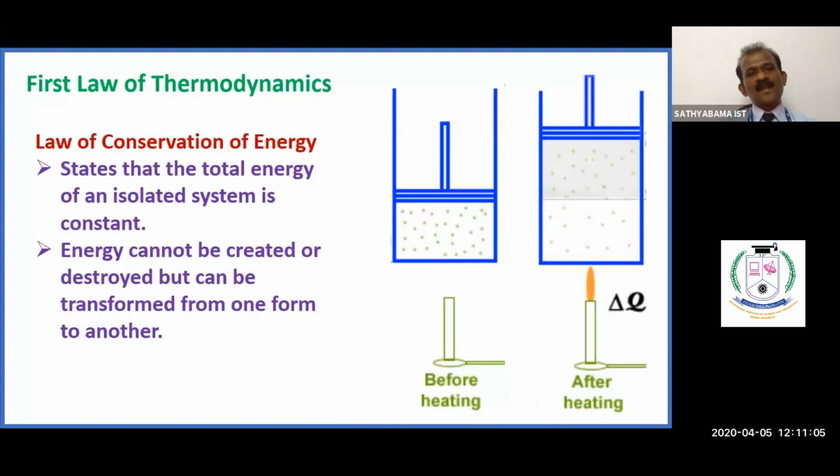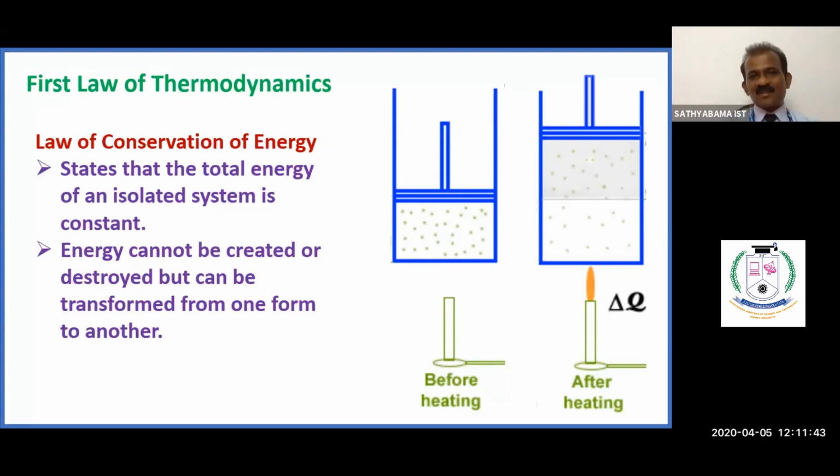Next, see the laws of thermodynamics. Here we are seeing the first law of thermodynamics only. The reason is that in most places we use this law. Also, in our syllabus we have the first law of thermodynamics. Now this first law of thermodynamics is related to the law of conservation of energy. It states that the total energy of an isolated system is constant. Energy can't be created or destroyed, but can be transferred from one form to another.